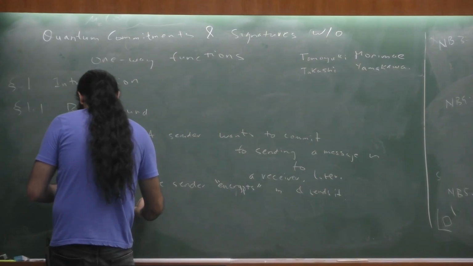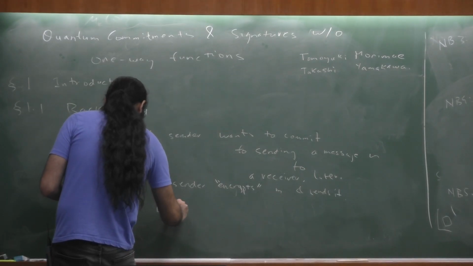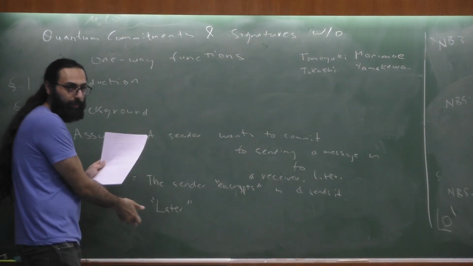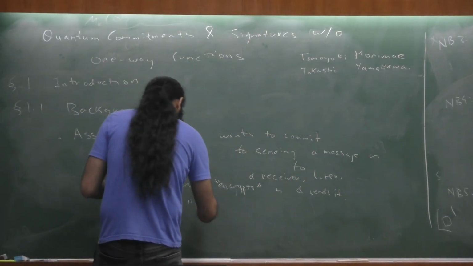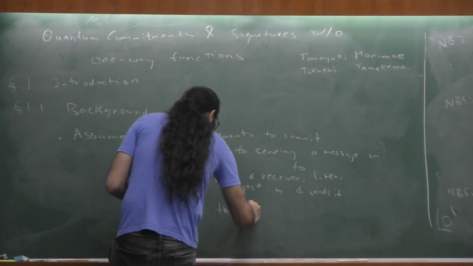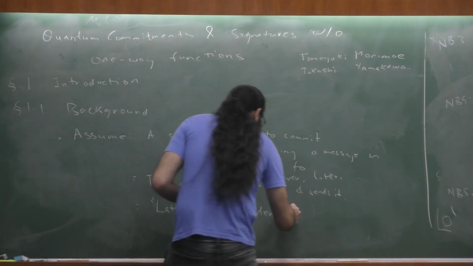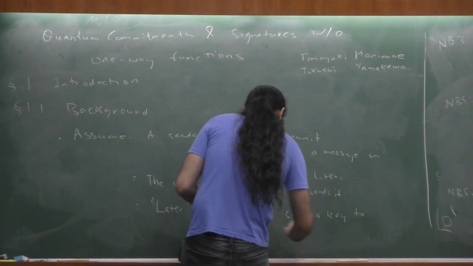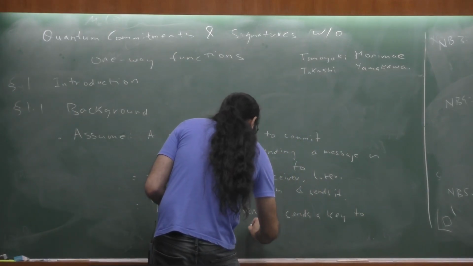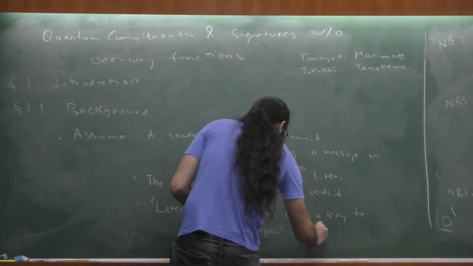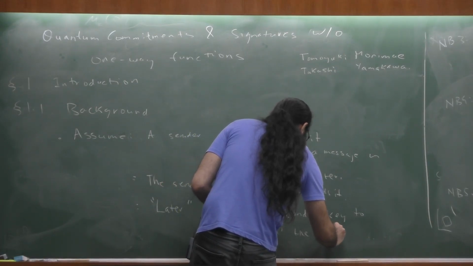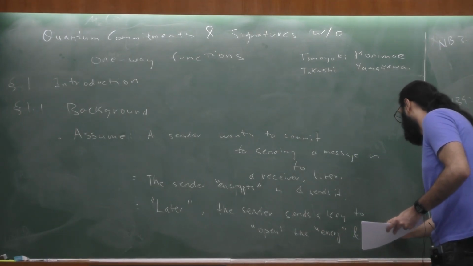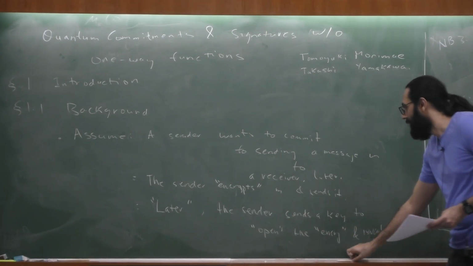It's a two-phase protocol. There's the first phase where you encrypt and send, and then there's a later phase where you're going to reveal it. So later the sender sends a key to open the message, open the encryption if you like, and reveal.